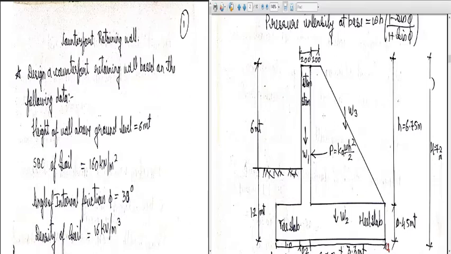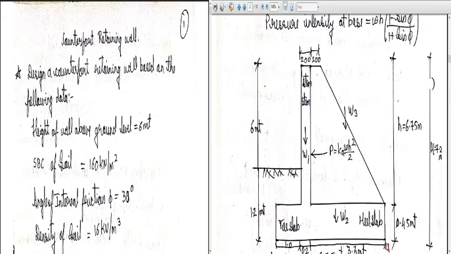Welcome students to today's lecture on counterfort retaining wall. In the previous class, we discussed how the design of the toe slab is done. So today we shall design the heel slab and the last part. I would like to go through the numerical once again.